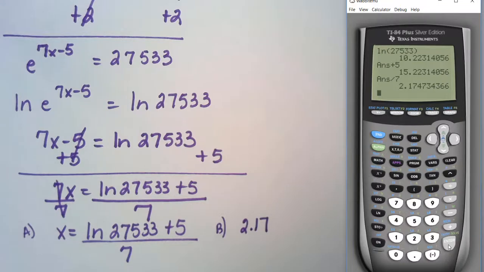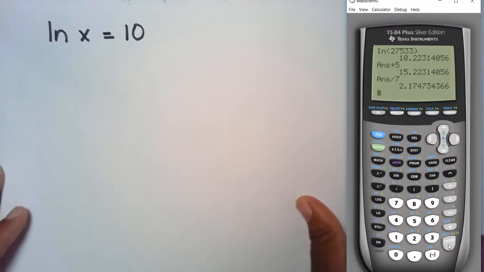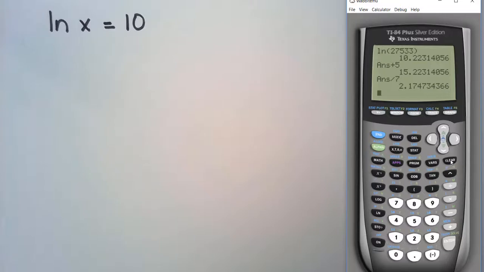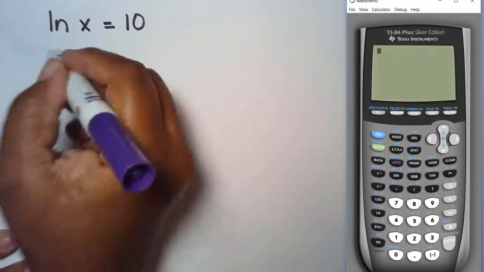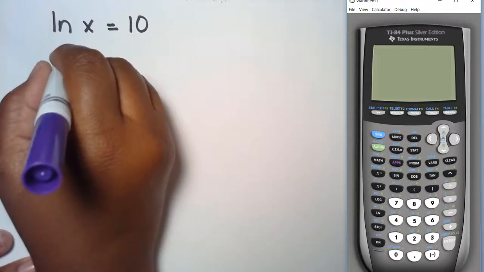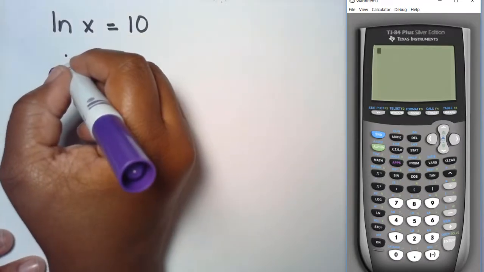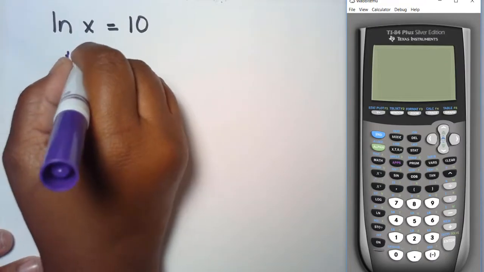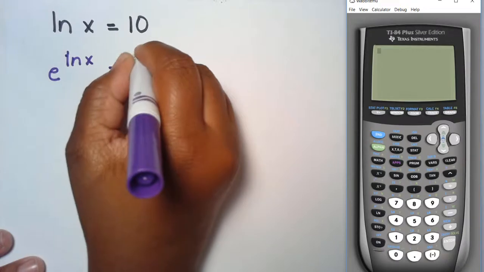Okay, last example for this particular concept. Let me clear the calculator. We have ln of x is equal to 10. Okay, so normally when we have a base e, we take the natural log to both sides. Well, this time, since it's already written with the natural log, we're going to take the e and raise both sides with a base e.